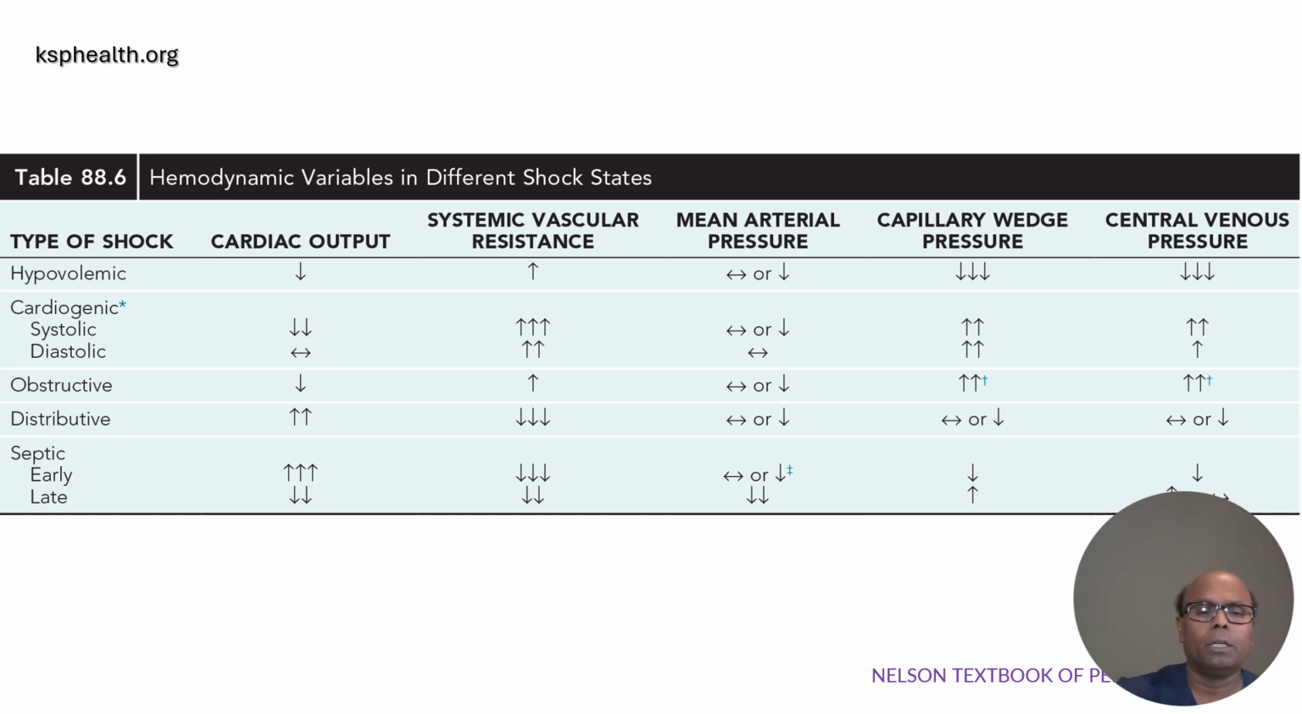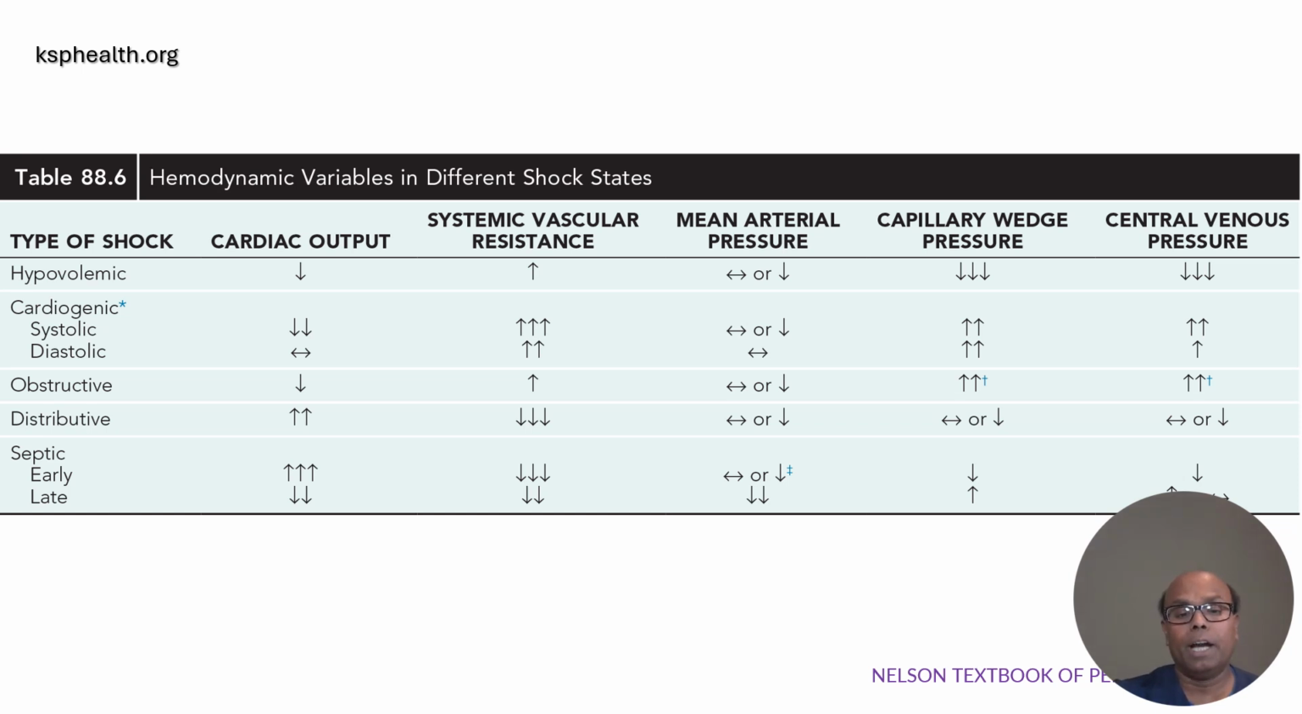In cardiogenic shock, output is decreased, vascular resistance is higher, MAP initially is maintained, and uncompensated, it falls. Capillary wedge pressure and central venous pressure both will be elevated when compared to hypovolemic shock. Obstructive shock: cardiac output is decreased, vascular resistance increased, and wedge pressure and CVP, similar to cardiogenic shock, elevated.